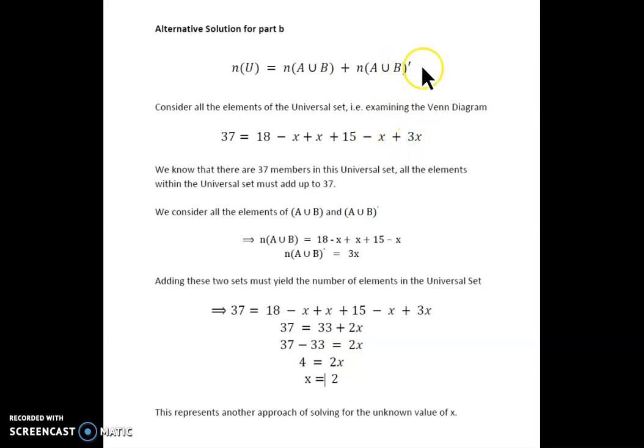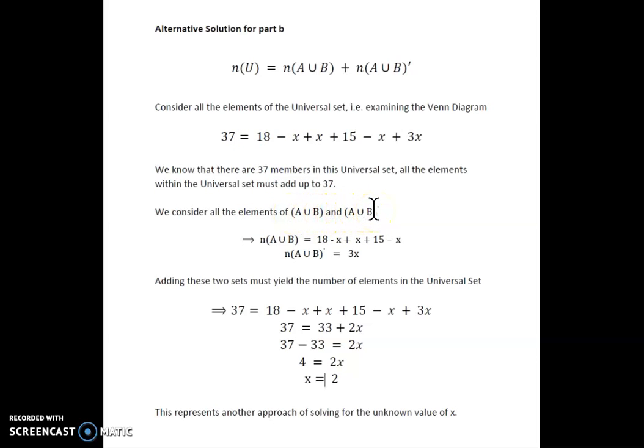3X represents the A union B complement region. We do this and simplify everything. We know I have 37 members in this universal set. All the elements within the universal set must add up to 37. That is this piece here, 37. This is the assumption to everything. So we need to consider the elements of A union B and A union B complement.